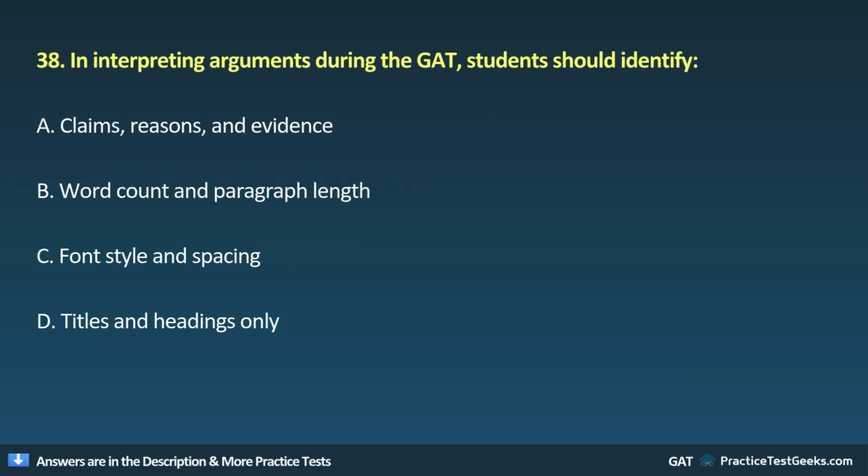38. In interpreting arguments during the GAT, students should identify A, claims, reasons, and evidence. B, word count and paragraph length. C, font style and spacing. D, titles and headings only.